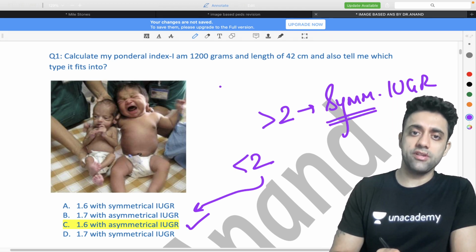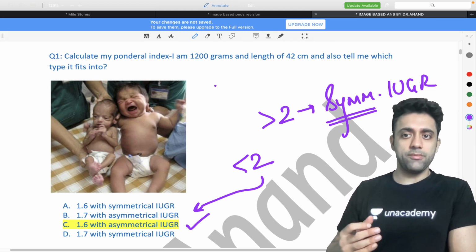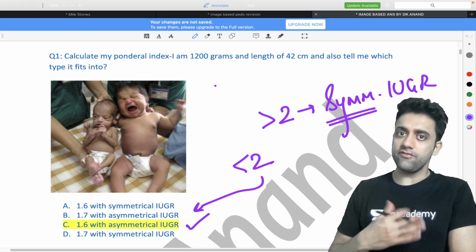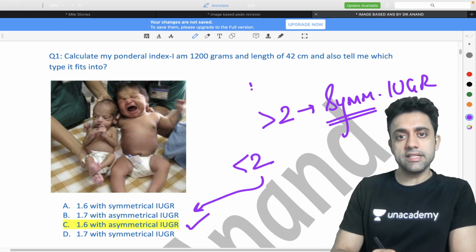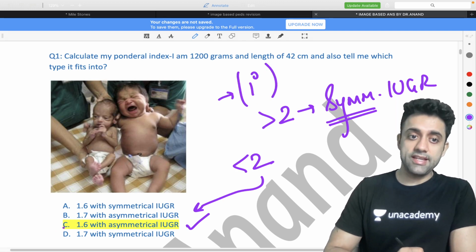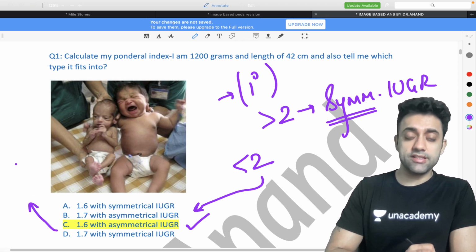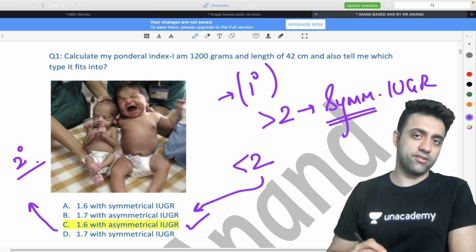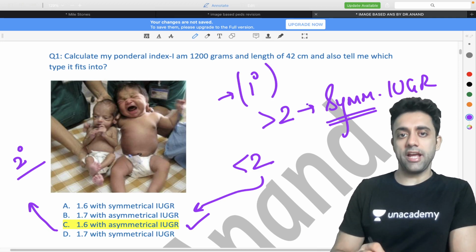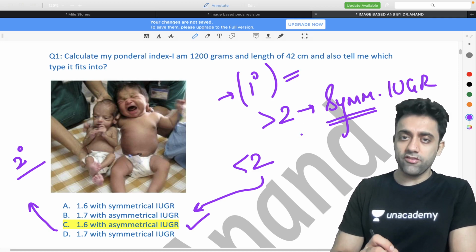See, whatever I'm telling you, I'll be telling you associated points also, so that you can finish your whole syllabus. In the symmetrical IUGR, point number one, the insult is there from the beginning, from the first trimester. Whereas in asymmetrical IUGR, the insult is in the late second trimester. In the symmetrical IUGR, the insult is from the beginning, from the first trimester.